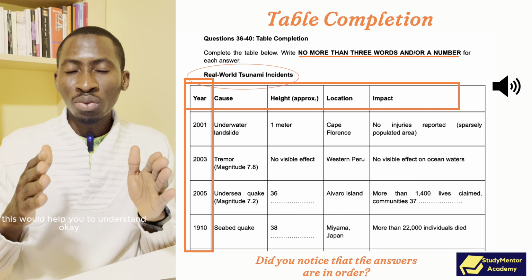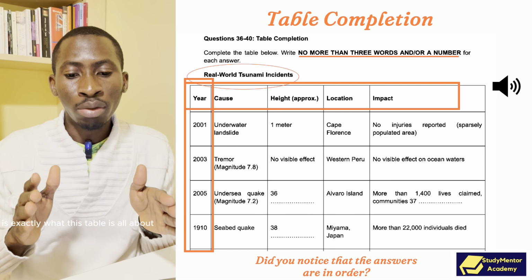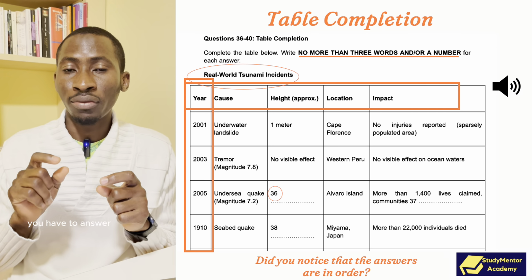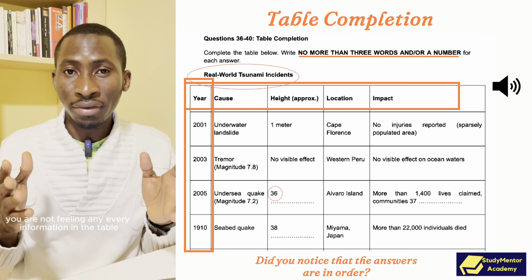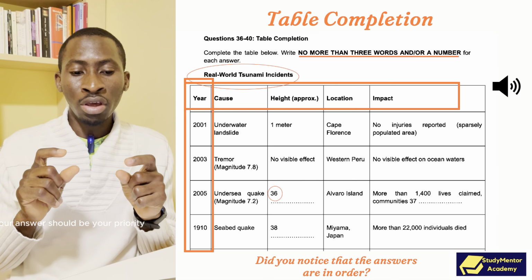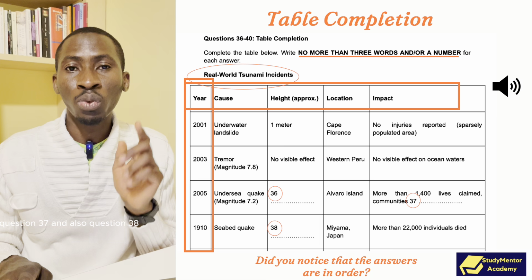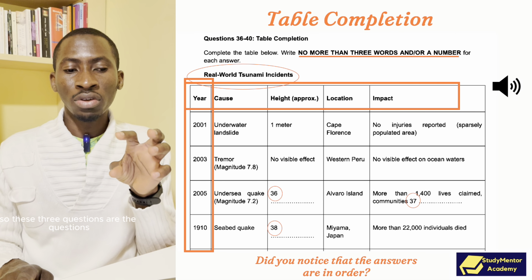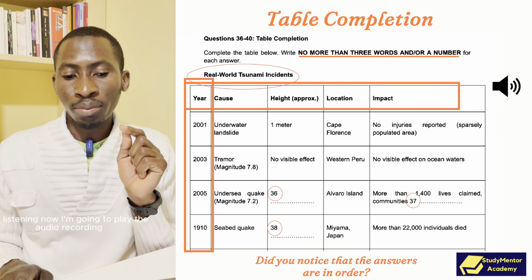So this would help you to understand, okay, this is exactly what this table is all about. Also, it is important to take note of the questions you have to answer, because you are not answering all the questions. You are not filling in every piece of information in the table. Your answers should be your priority. So we have question 36, question 37, and also question 38. So these three questions are the questions we want to answer in this listening.